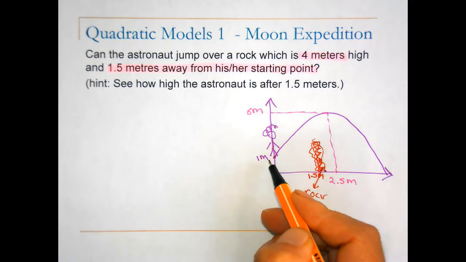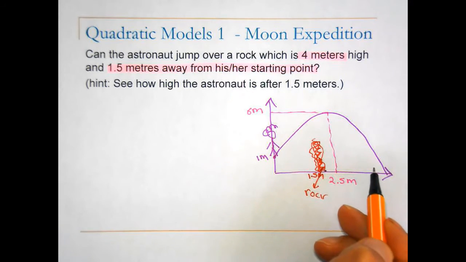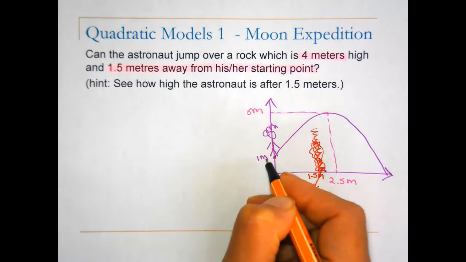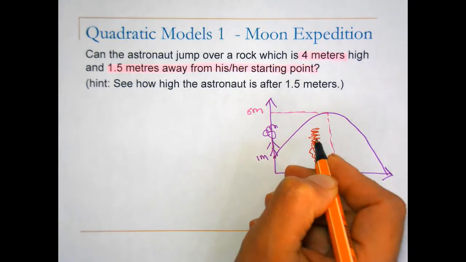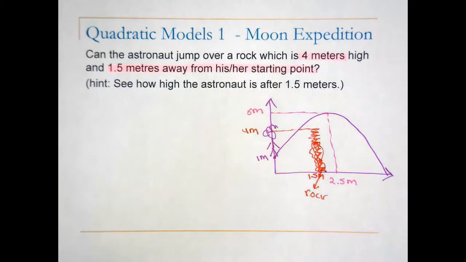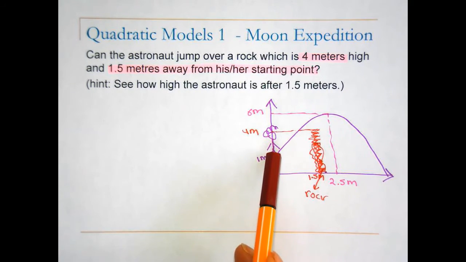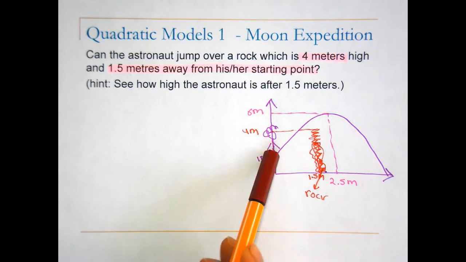And we want to see, can the astronaut go over this rock, or will the astronaut actually hit the rock. Now we know that this rock is 4 meters. So the whole idea is, if we figure out the height of the astronaut at 1.5 meters, then we will know if it's more than 4 meters, the astronaut can go over this rock. If at this point the astronaut is lower than 4 meters, it will hit the rock.